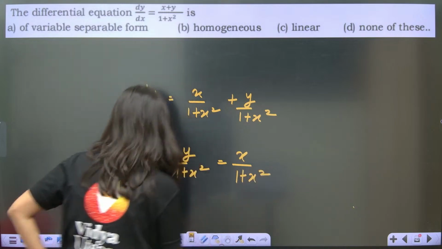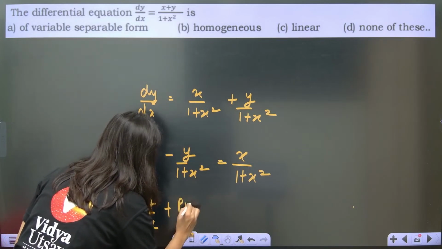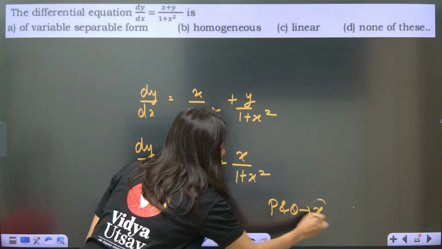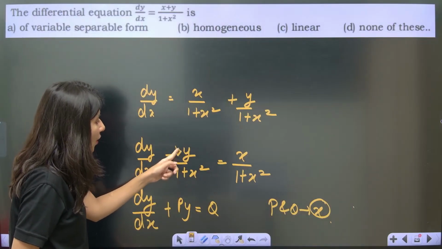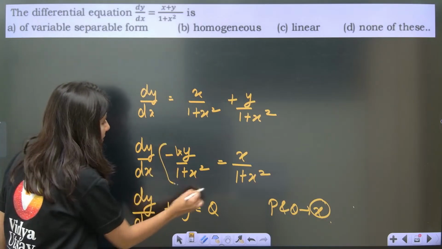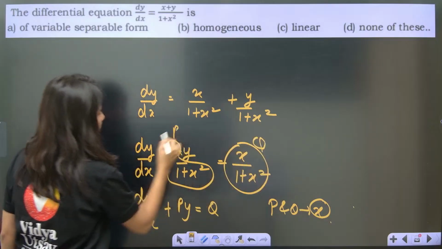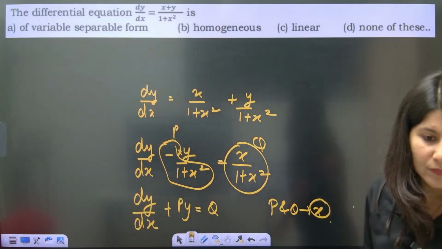Don't you think this is a linear differential equation? dy by dx plus py is equal to q, where p and q are functions of x. So clearly p is minus 1 upon 1 plus x square, and this portion completely is q. So dy by dx plus py is equal to q is the answer. Okay.